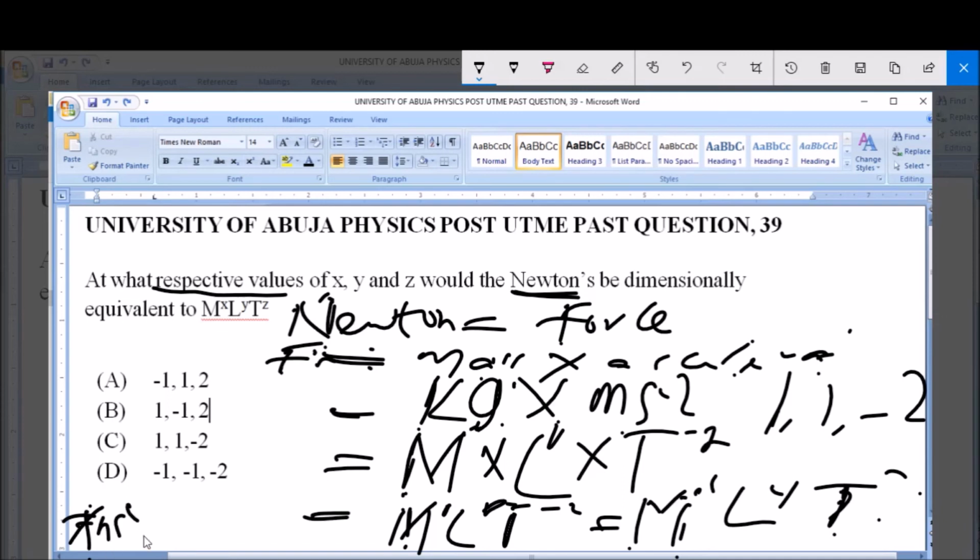The answer is 1, 1, and minus 2. Now, you look at your options. The one with the correct answer is option C, 1, 1, minus 2.